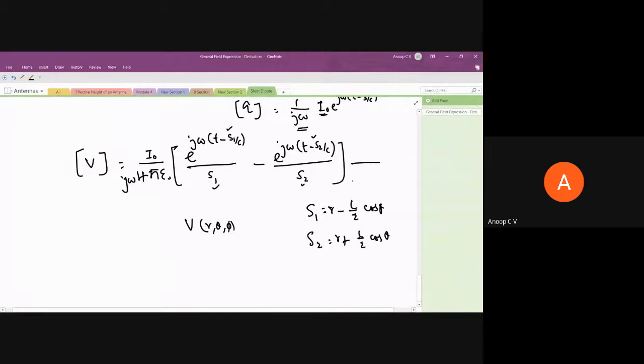And of course, L and I naught are all constants. L is the length of the dipole, and I naught is the peak current, and all those things are constant.